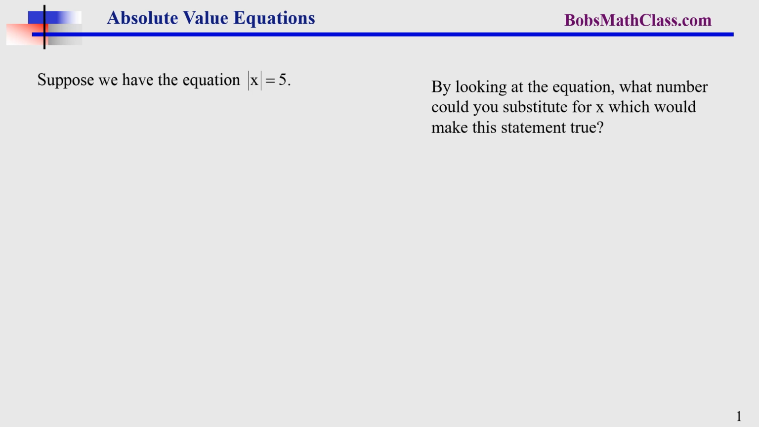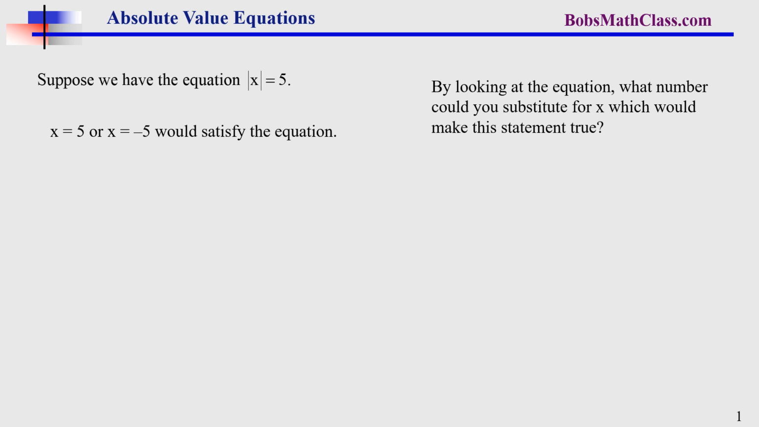Right, there's actually two answers. X equals 5 would work, right? Yes, the absolute value of 5 gives you 5. The absolute value of what other number will give you 5? Right, negative 5. The absolute value makes the number inside positive. So we have two answers: x equals positive 5 or x equals negative 5.